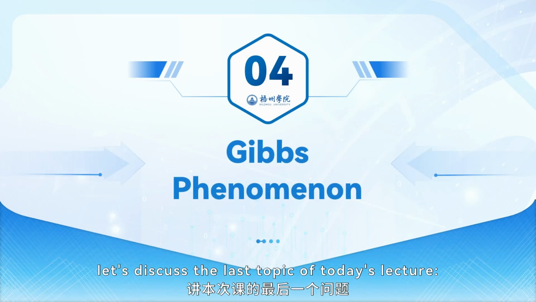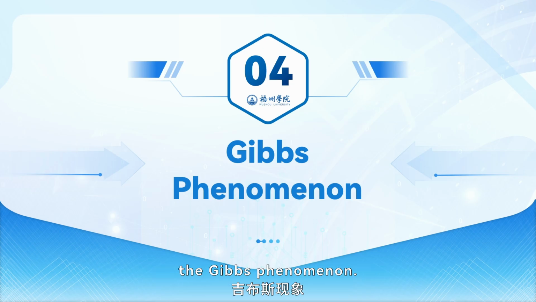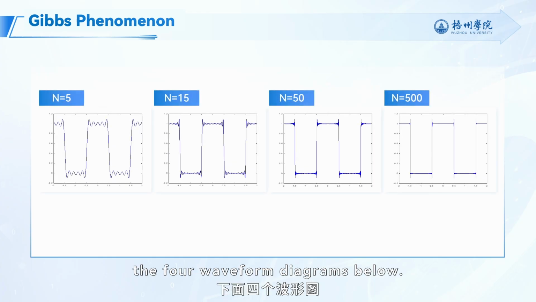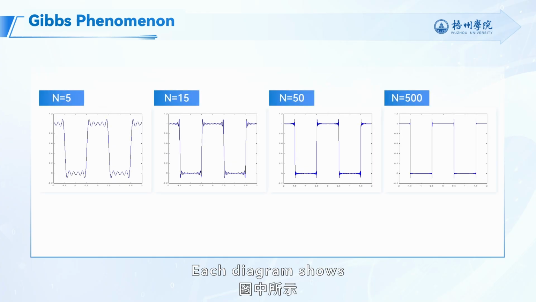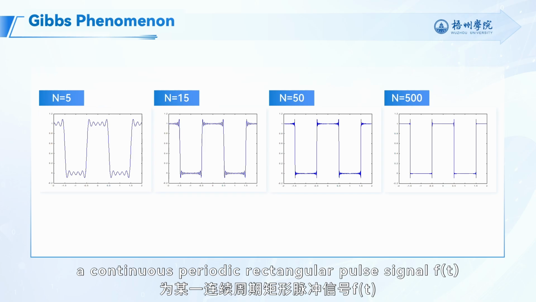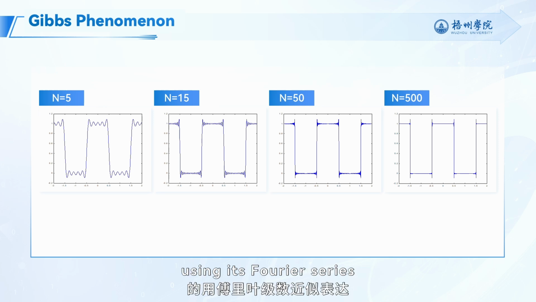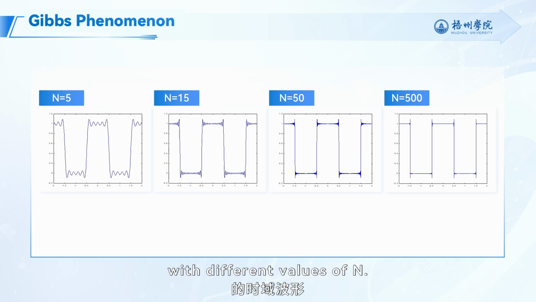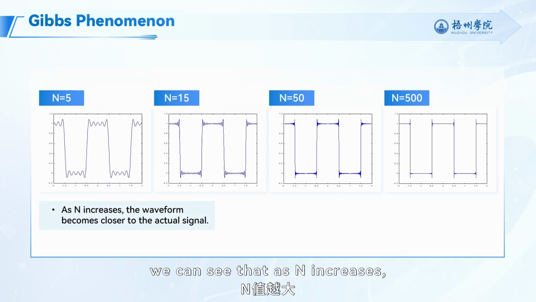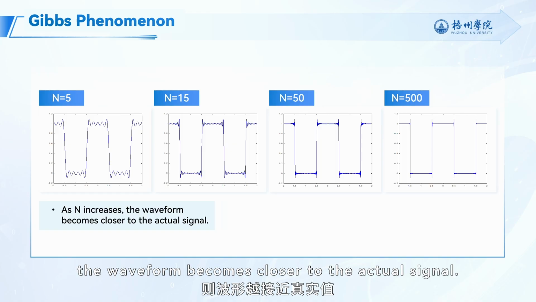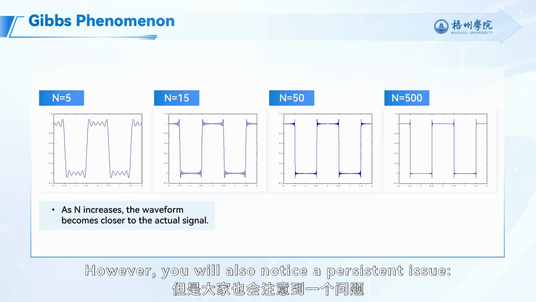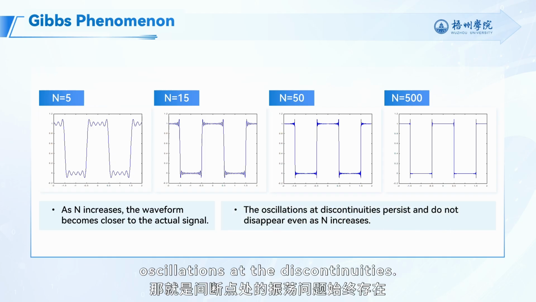Finally, let's discuss the last topic of today's lecture, the Gibbs phenomenon. Please first observe the four waveform diagrams below. Each diagram shows a continuous periodic rectangular pulse signal f of t approximated in the time domain using its Fourier series with different values of n. From these diagrams, we can see that as n increases, the waveform becomes closer to the actual signal. However, you will also notice a persistent issue: oscillations at the discontinuities.